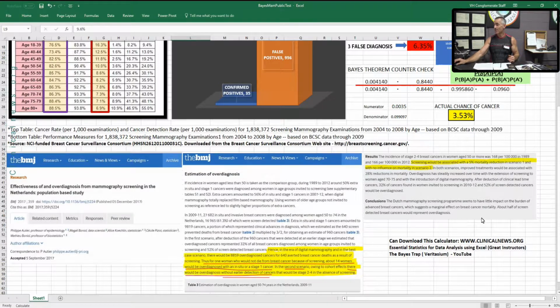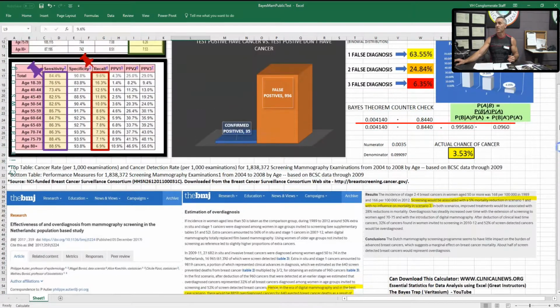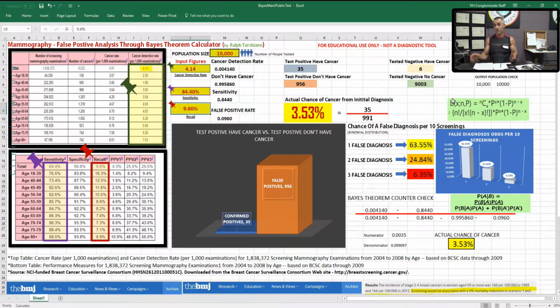So what I'm going to do is have this educational-use-only calculator up on clinicalnews.org. You have to download it. Most everyone has Excel. This is probably part of the reason why I did not use Python or R statistics, so everybody can get a hold of it and utilize it. You can't mess it up. Don't worry, it's password protected. Only the input boxes here will accept any change in figures.